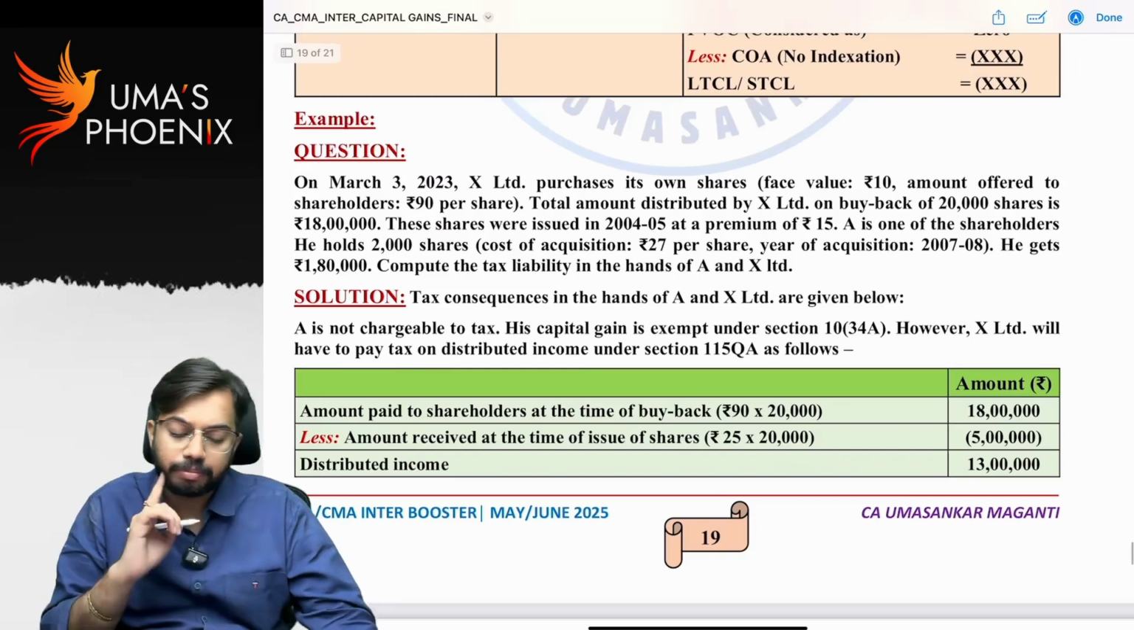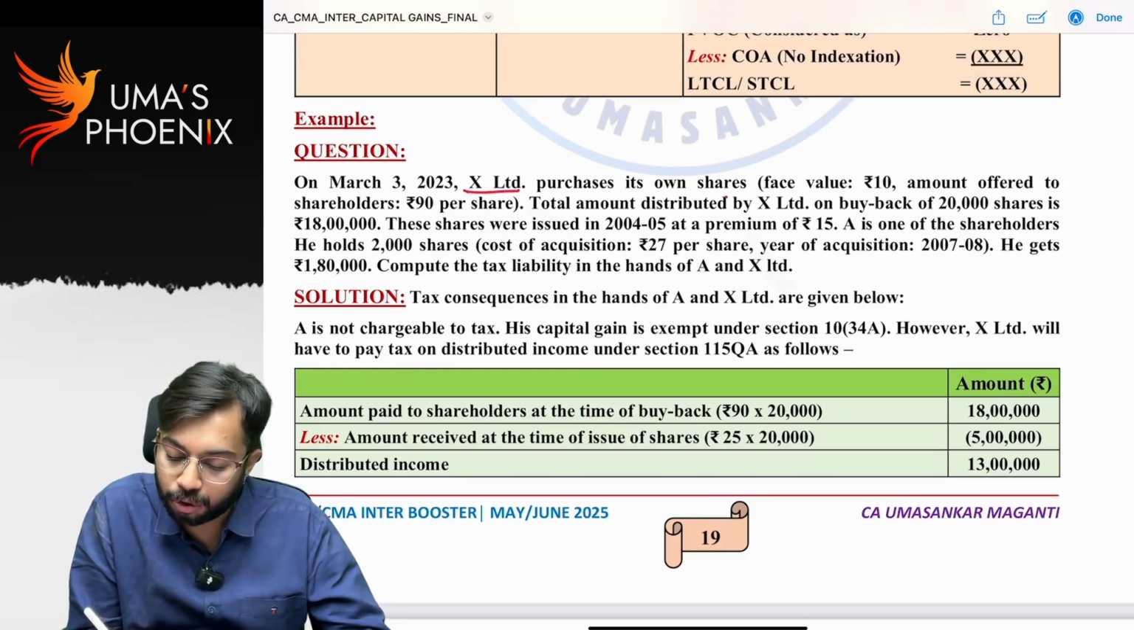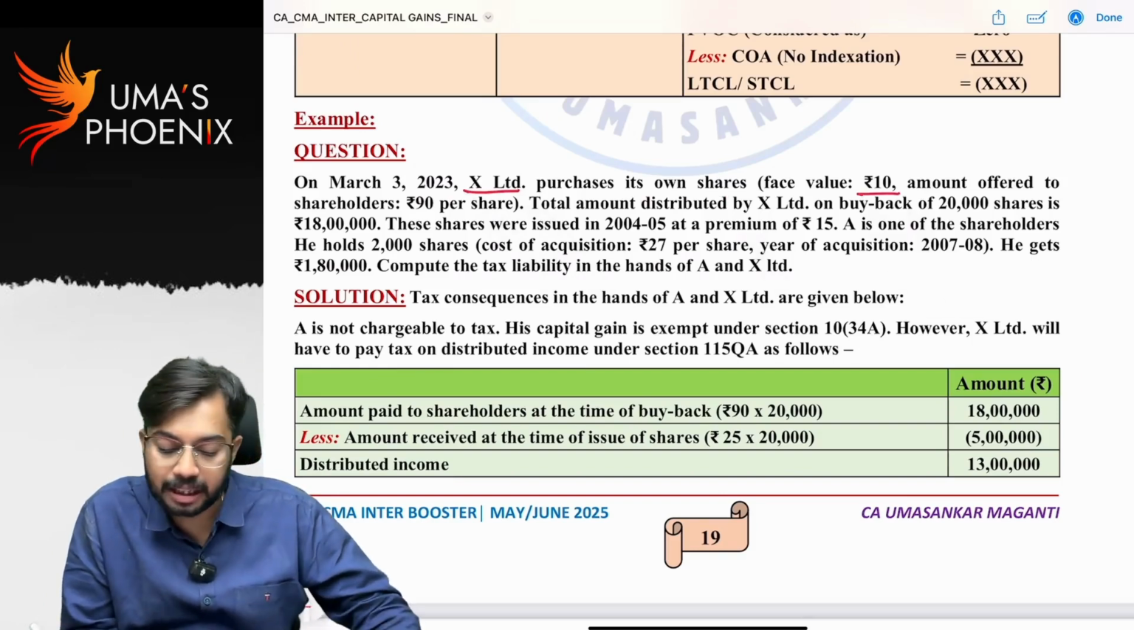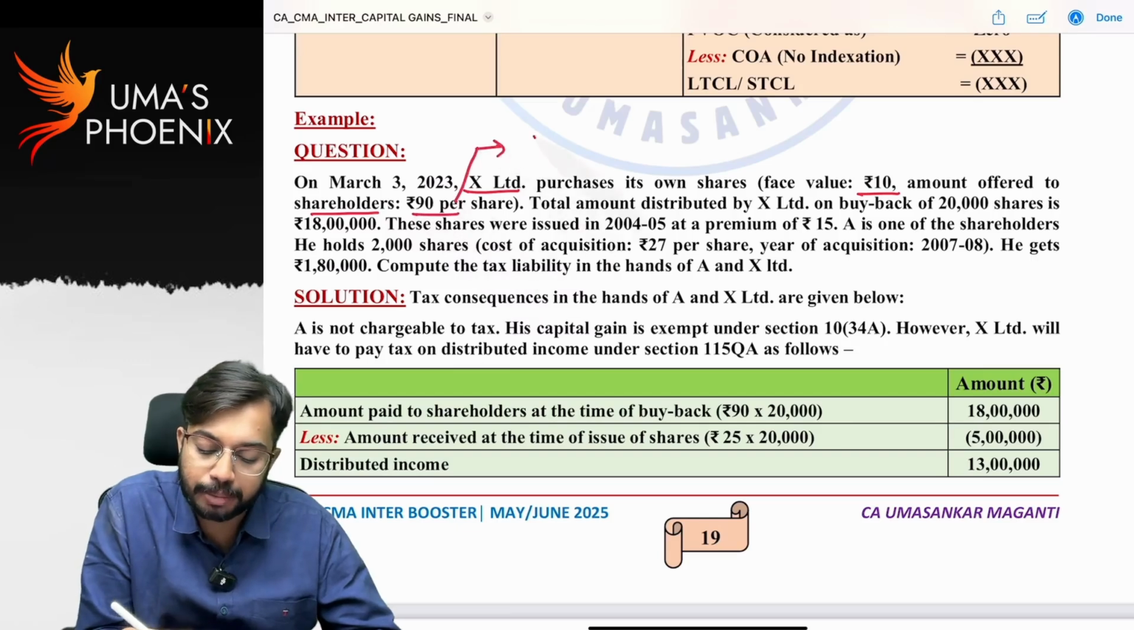See this. On March 3, 2023, X Limited purchases its own shares, face value 10 rupees, amount offered to shareholders. Amount offered to shareholders means nothing but buyback price, correct?